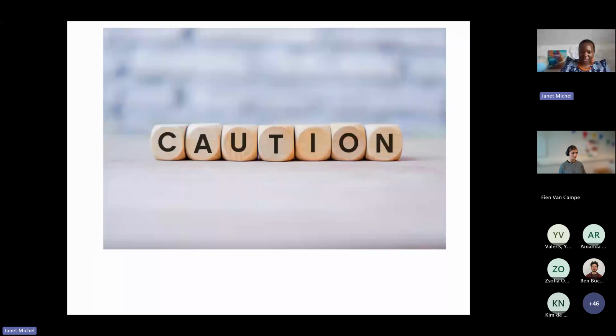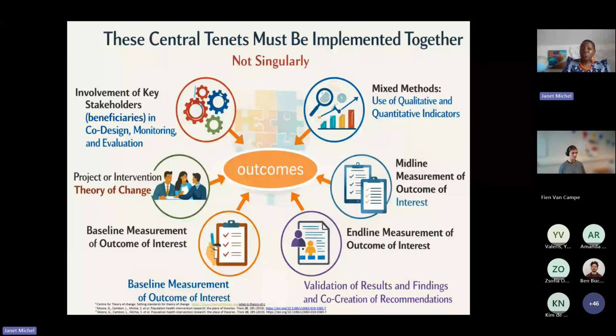I'll just say the most important thing is that you need to use all these tenets, not singularly. So if you just develop a theory of change alone without the others, you are not able to demonstrate impact. That's something I really wanted to stress.